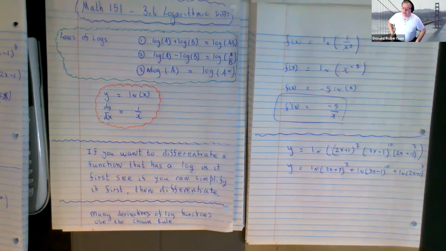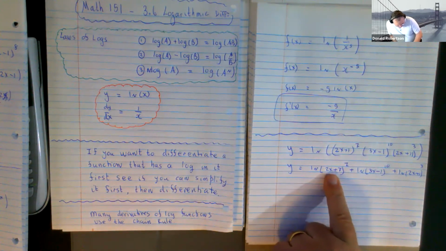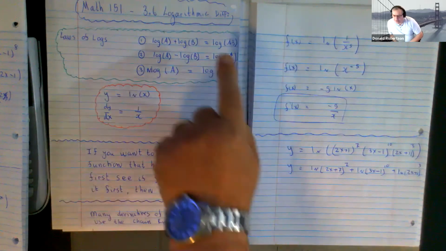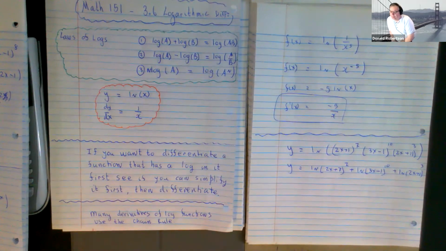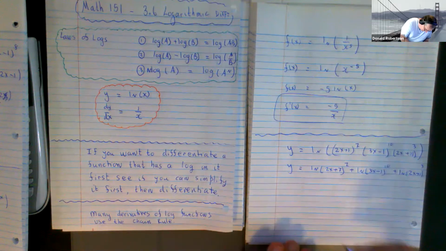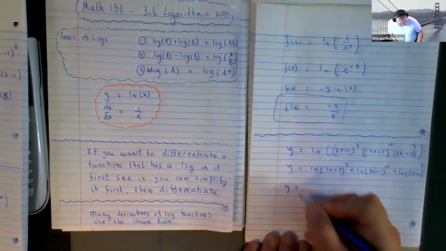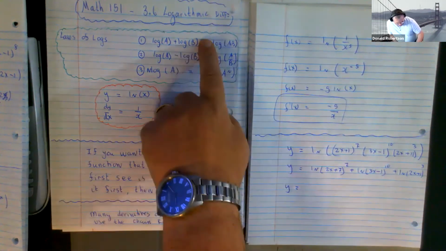Differentiating things that are added is much easier than differentiating things that are multiplied, right? I can do better. Hopefully you can as well. Is there anything I can do to this guy, and this guy using one of these three laws that might make it even easier to differentiate? Which one of these laws could I use on these guys?